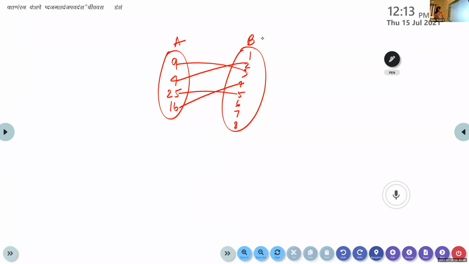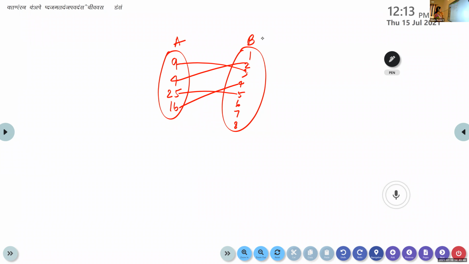What is the image of 9? Image of 9 is 3. What is the image of 4? 4 is mapped onto 2, so we can say 2 is the image of 4.